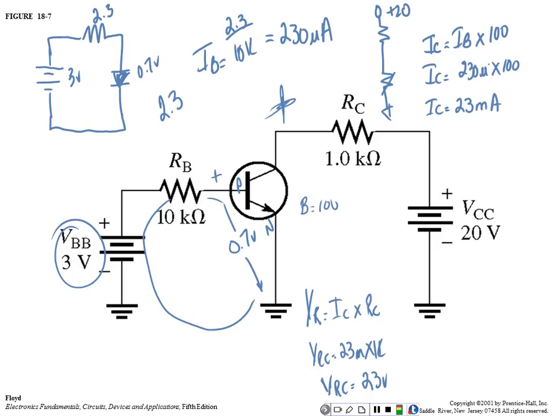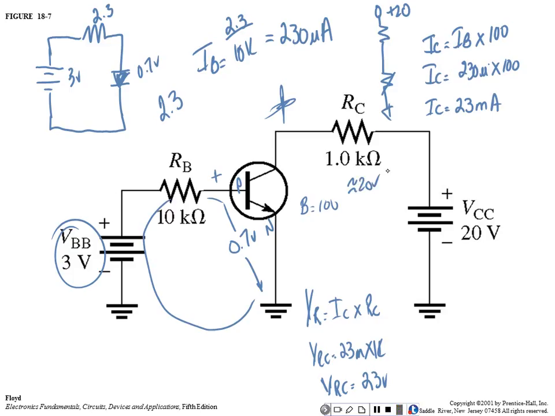Unless you take AC. You haven't had AC yet, but there's a reason in AC it's just not true. So how many volts would RC drop? RC would drop around 20 volts.